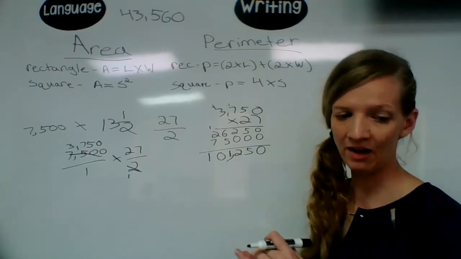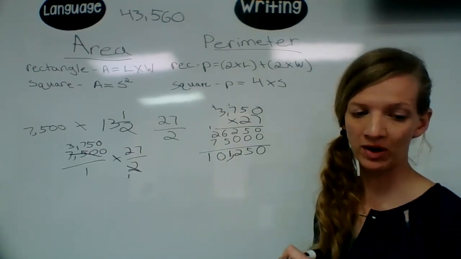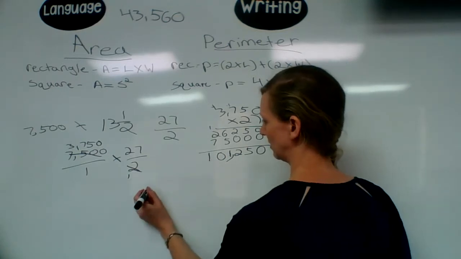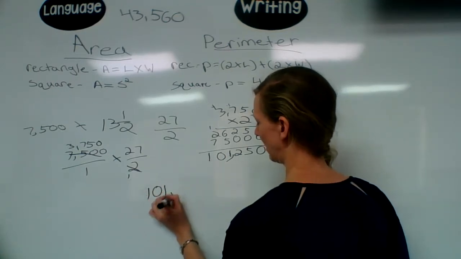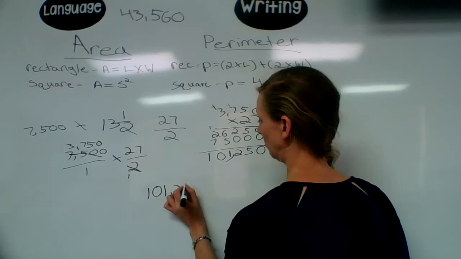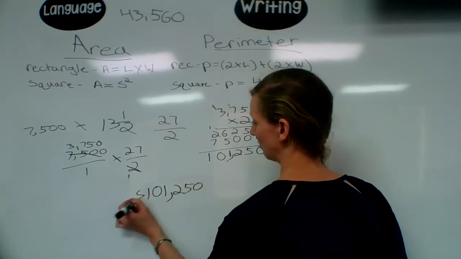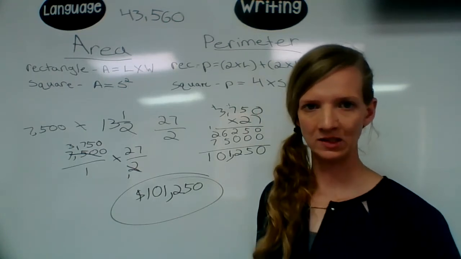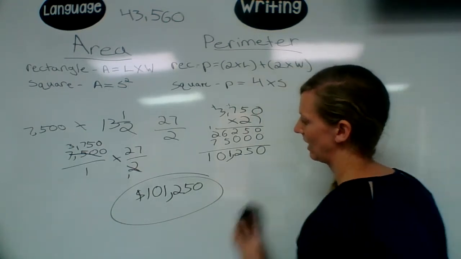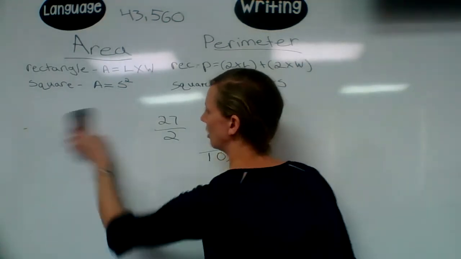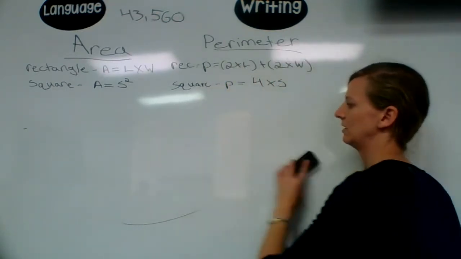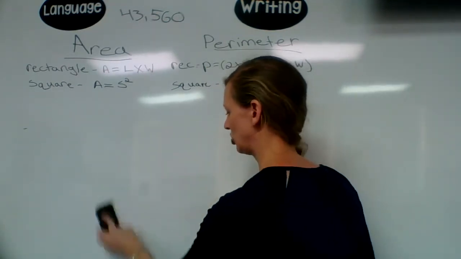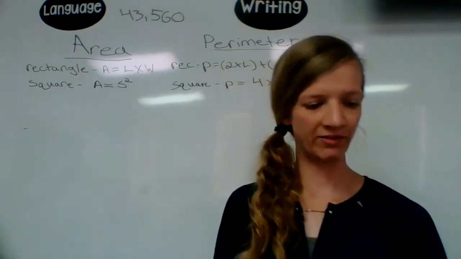So it was 13.5 acres, and he paid 7,500 per acre. He spent 100,250 dollars on that land. So that is how you find the answer to that equation. So it's all using your formulas, division, subtraction, multiplication, all that fun stuff.